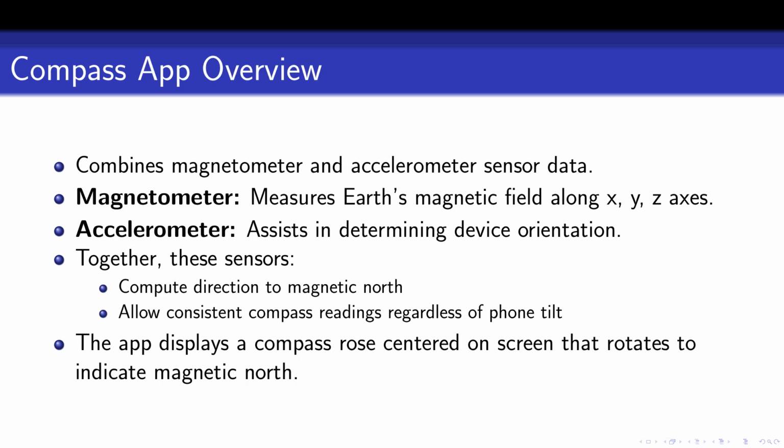Our next app, the Compass app, demonstrates how to combine accelerometer and magnetometer readings. The magnetometer detects Earth's magnetic field. Paired with the accelerometer, it helps determine the device's absolute orientation. These sensors work together to point to magnetic north regardless of how the phone is tilted or rotated.